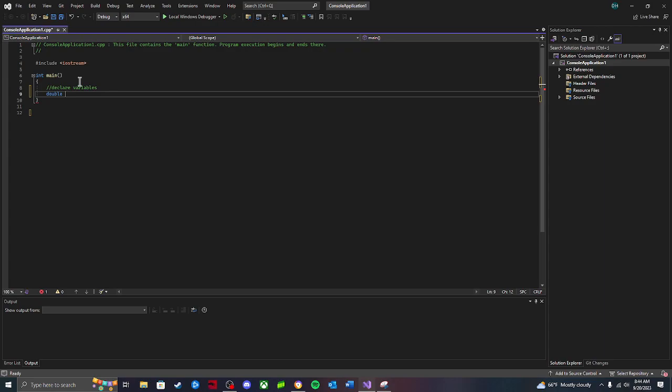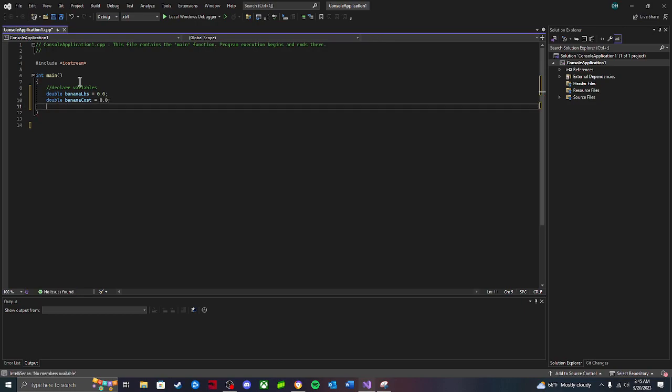First thing I did was declare, well, I need to know how many pounds of bananas I'm buying. So double banana pounds is how I named it, equals 0.0. Double banana cost equals 0.0. I need to know how much I'm paying per pound of bananas. Same thing with the apples. I need to be able to input how many pounds of apples I'm going to buy, and the cost of the apples as well. So that's done.